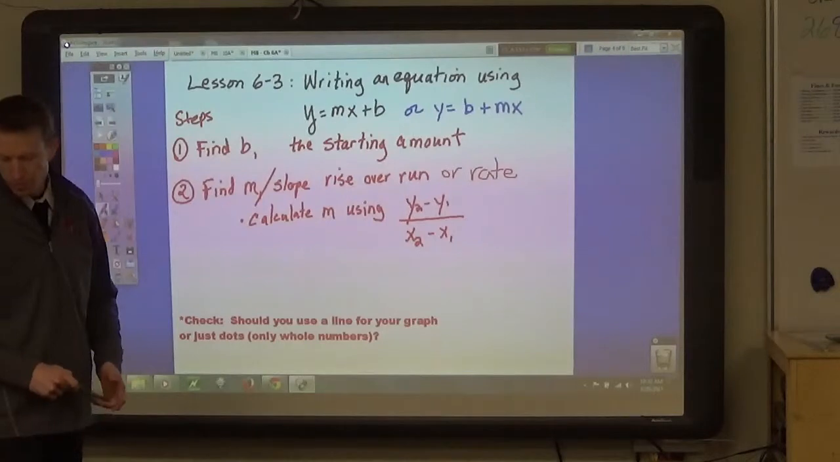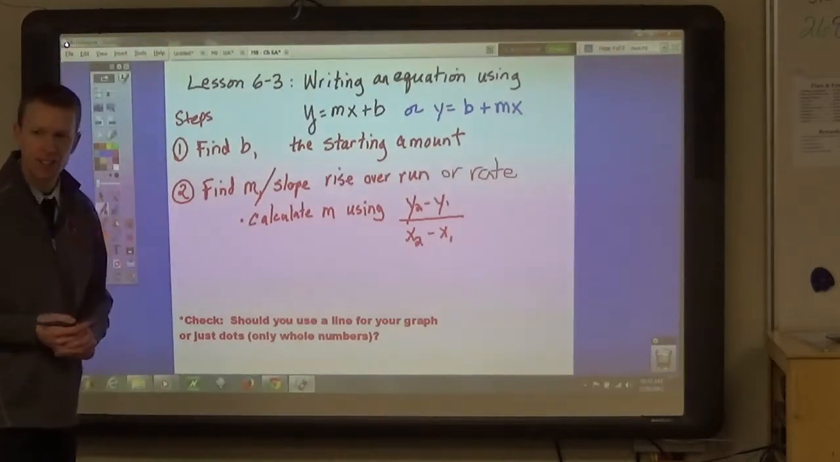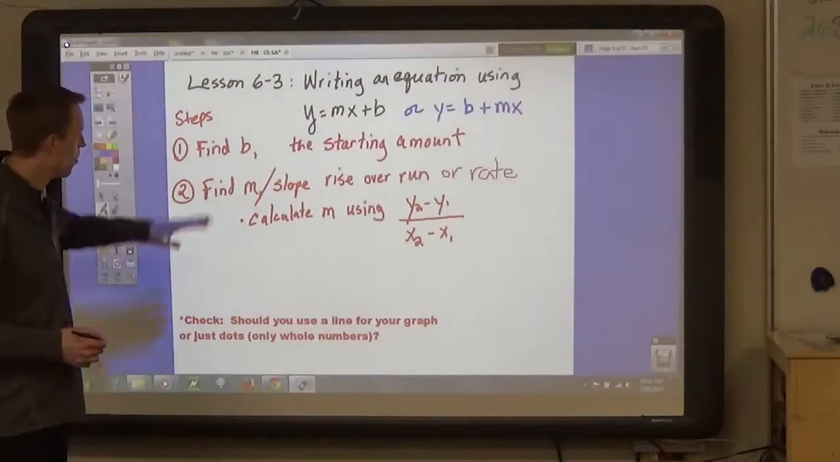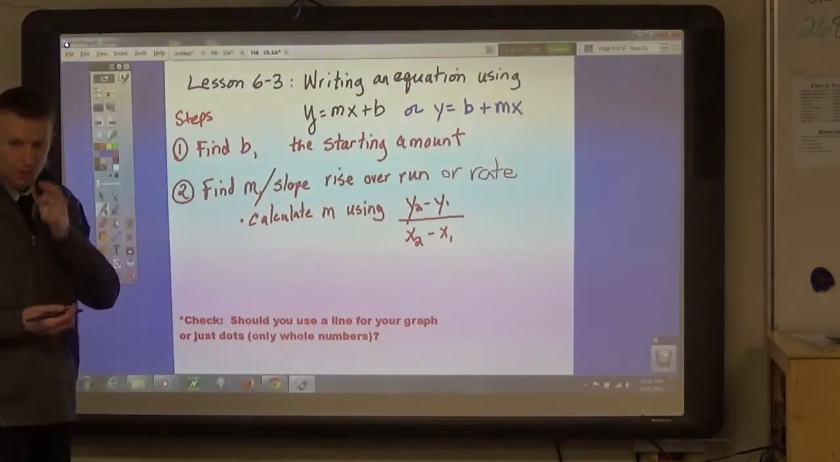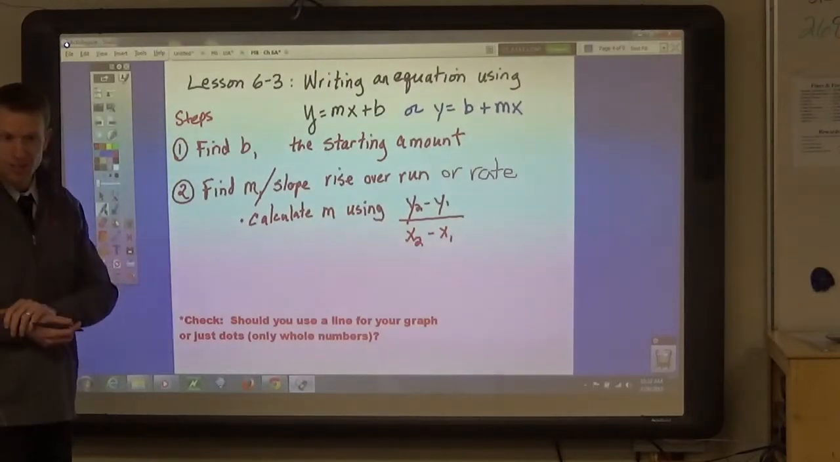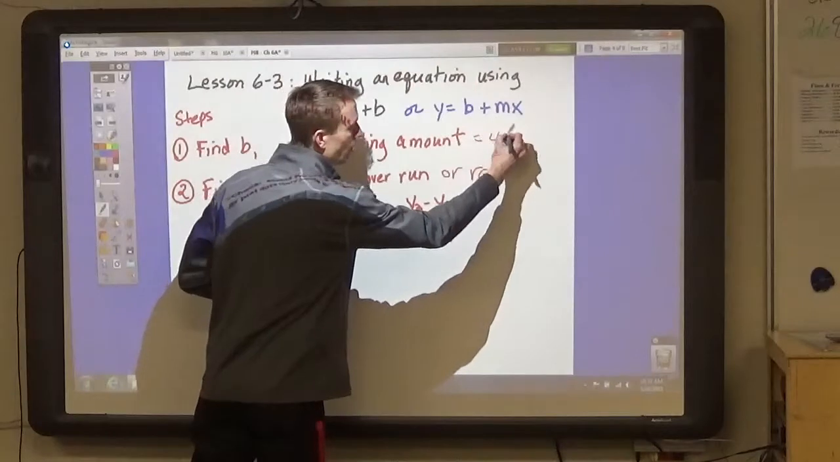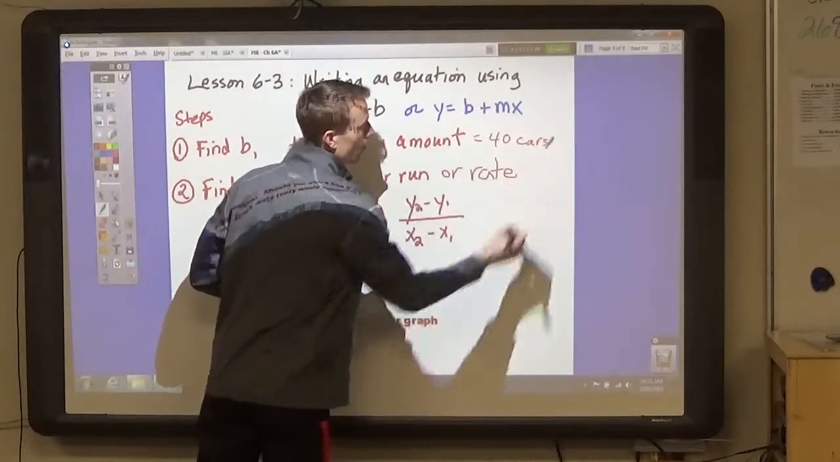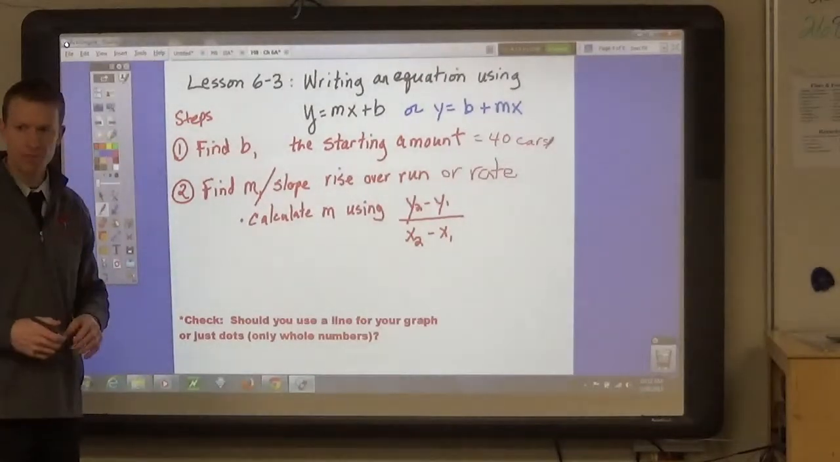So, if the dealer has 40 cars in stock, which variable does that tell you? Which variable would line up with that? That's b, the starting amount, right? 40 cars. So you've already got part of your equation.